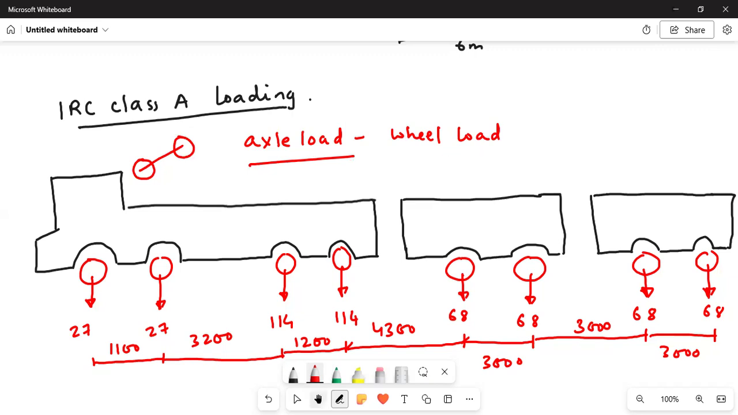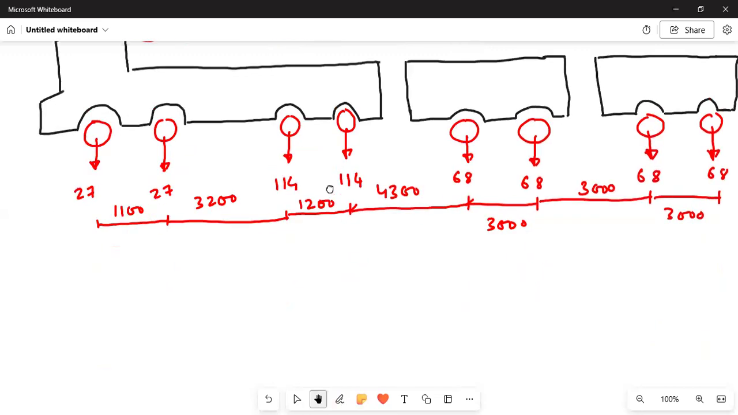Now you see, some wheel load is 27, some is 68, some axle load is 114. So what will be the difference? The size of the wheel will be different. We'll understand that. So this is the side view I have shown you. Now I will show you the plan, how the plan will be.